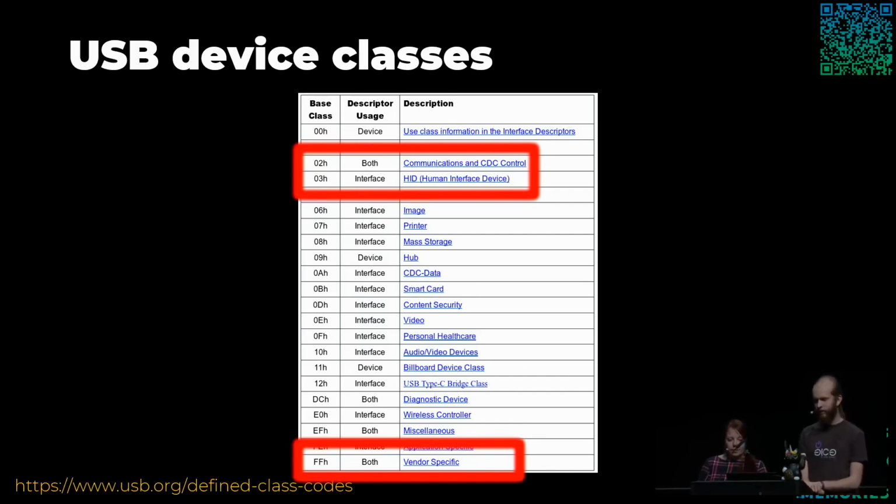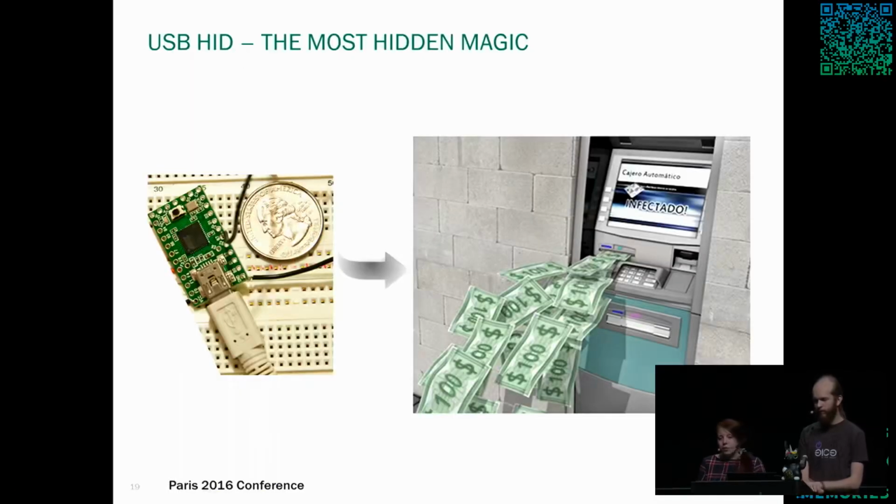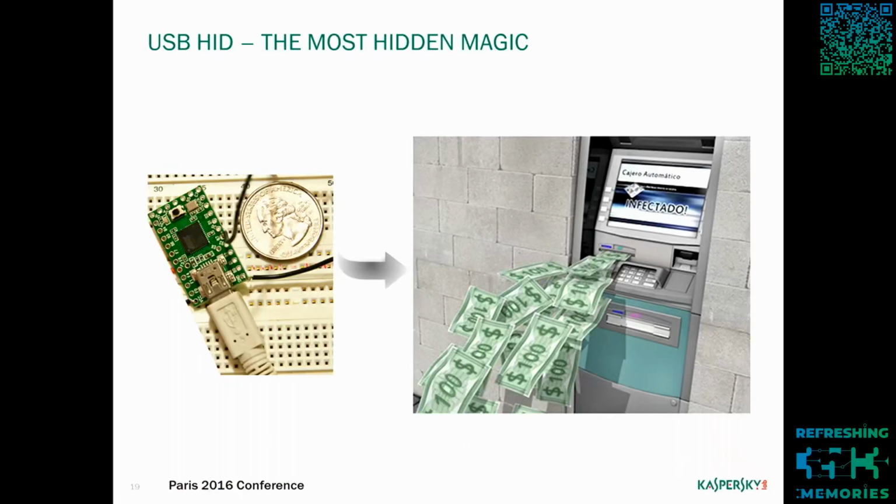But let's continue with human interface device. You might understand that a human interface device is just a keyboard or a mouse, and it's typically a plug-and-play device. You just plug in something with USB, and the driver will automatically install, and this device will be ready for use.